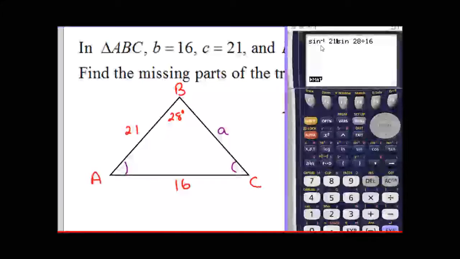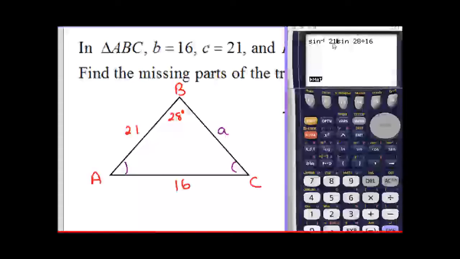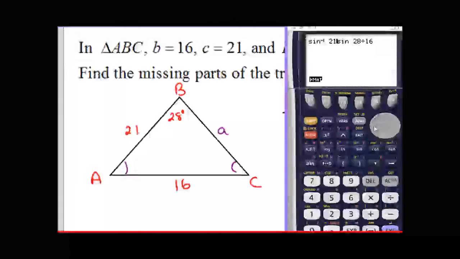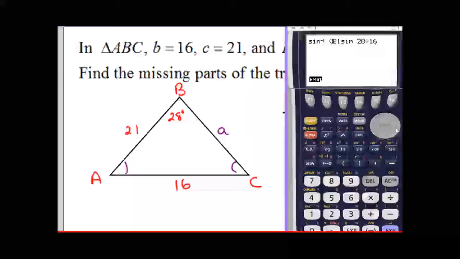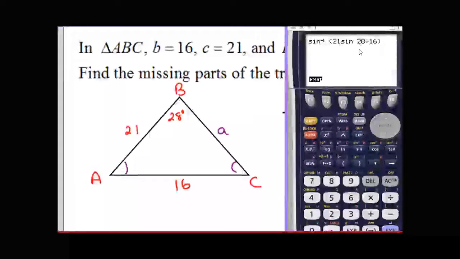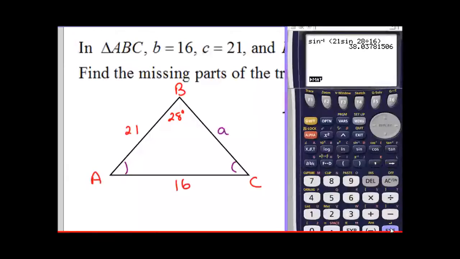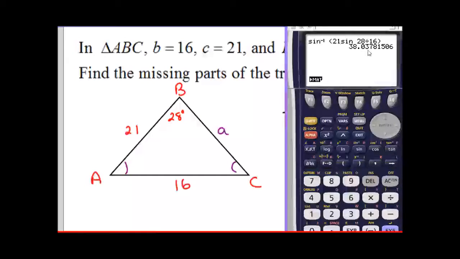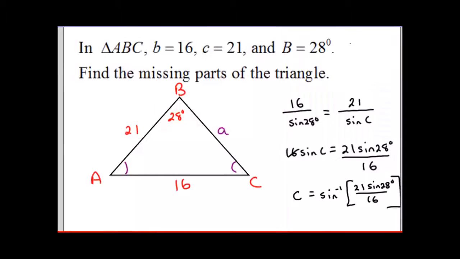And the reason there's an error is you can't take the inverse sine of 21, right? The answers for sine always have to be between -1 and 1. 21's way too big. So I've got to put this in parentheses to tell the calculator to do all of this first. Do 21 times the sine of 28, then divide that answer by 16, then tell me what angle has that for its sine. Boom, there we go. So I get 38.04 degrees, right? 38.04.